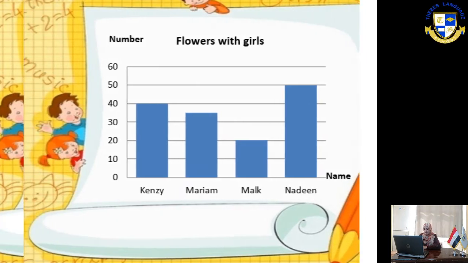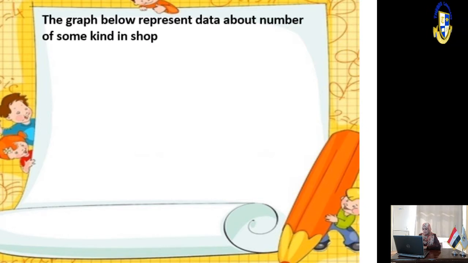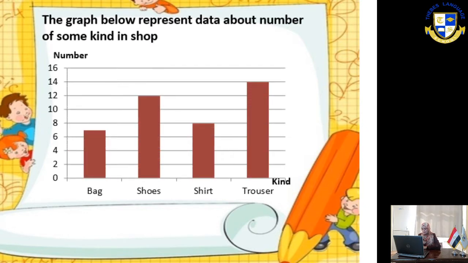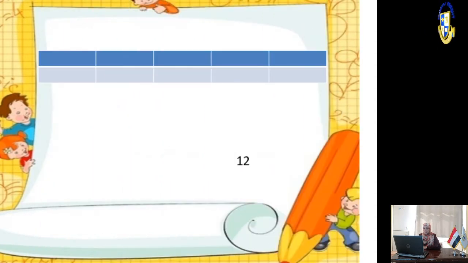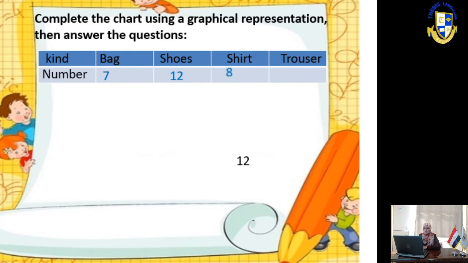For the next bar graph, it represents data about the number of some kinds of items in a shop. You have bags, shoes, shirts, and trousers. Complete the chart using the graph that you have. How many bags can you see? The bags are between 6 and 8, so it's 7. So 7 bags. The shoes is 12. The shirt ends at 8. The trousers end at 14.